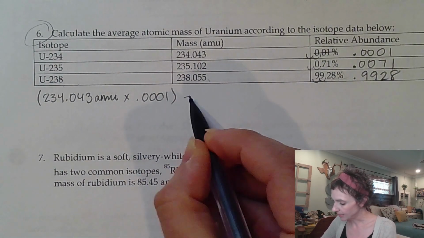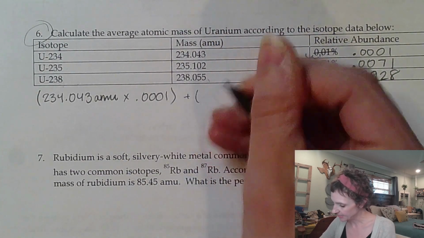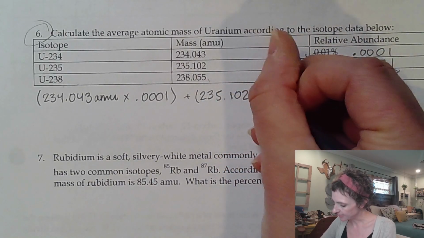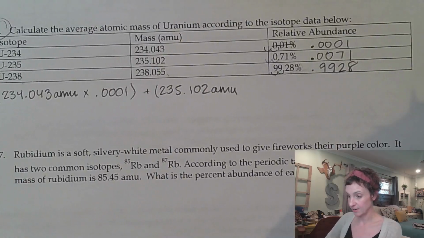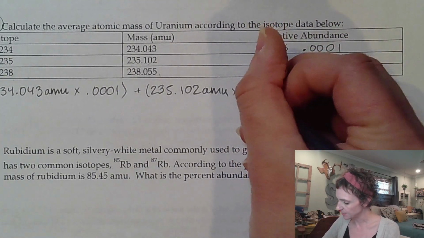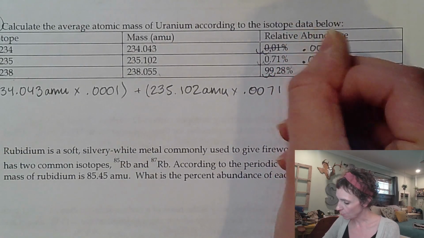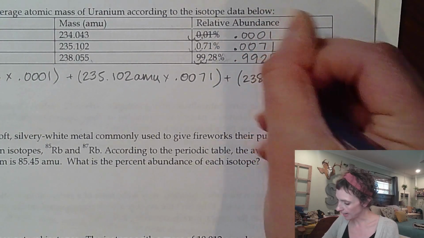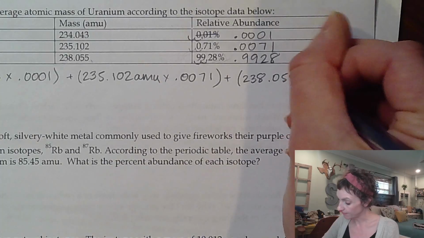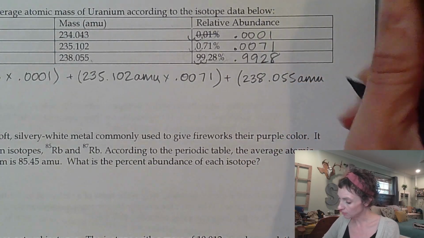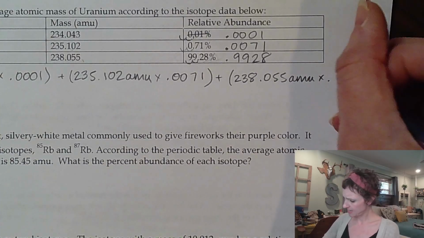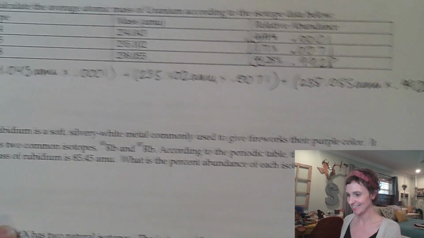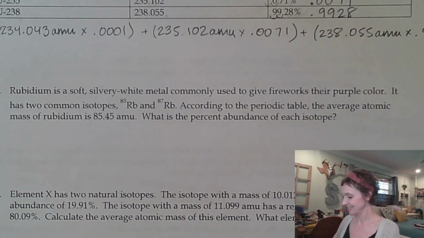And then I have plus my next isotope, which is 235.102. That is a thing that requires a unit, AMU, times its percent abundance, 0.0071. And then plus, I got 238.055 AMU times 0.9928. I'm almost ready to get a room. That's okay. Yes? So these are all of my isotopes.